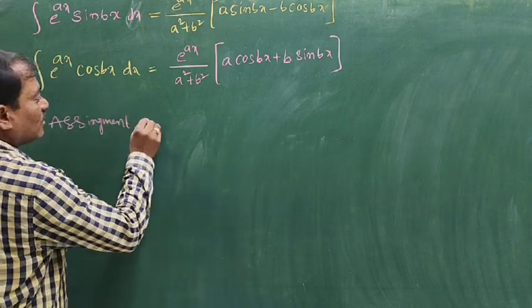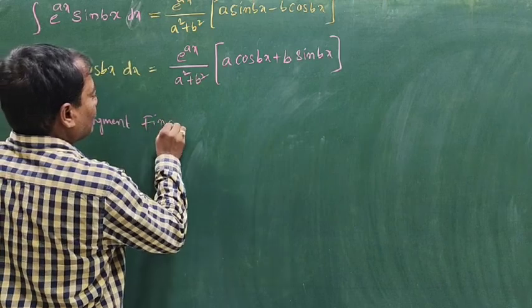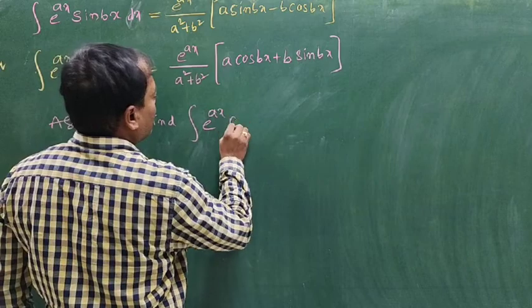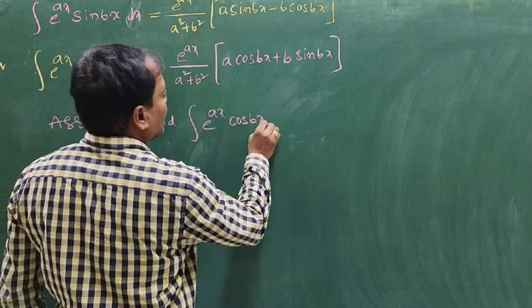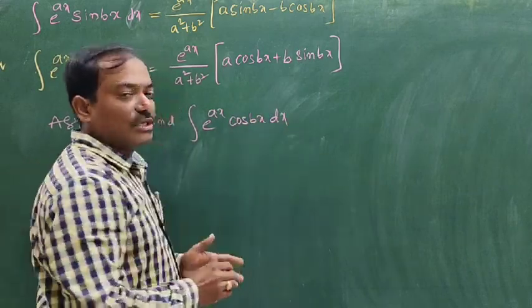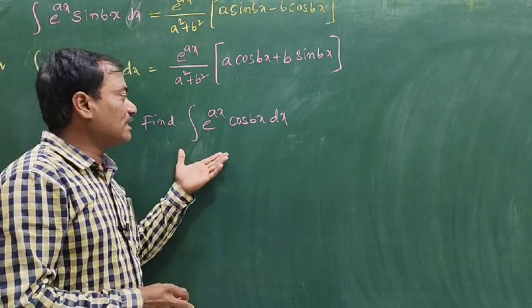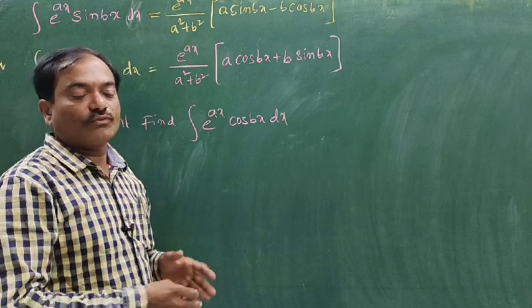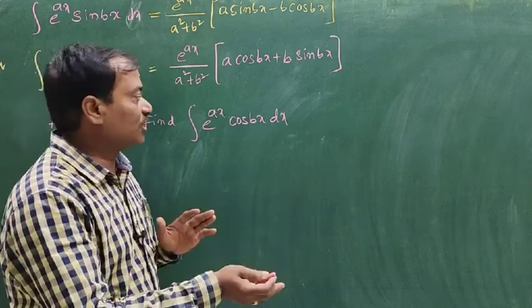Assignment: find the integral of e to the power ax cos bx dx. So now we have to find this integral value by using the same procedure. We have to first find the integration.